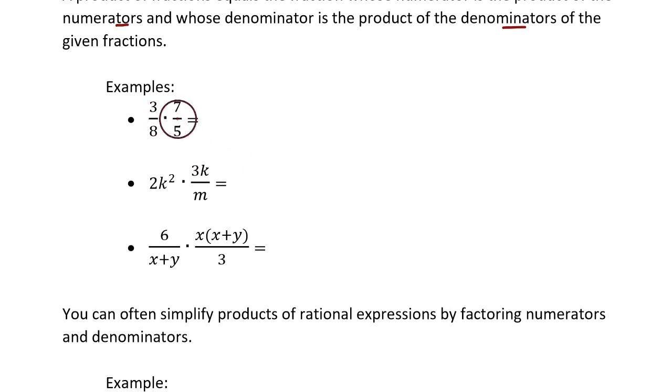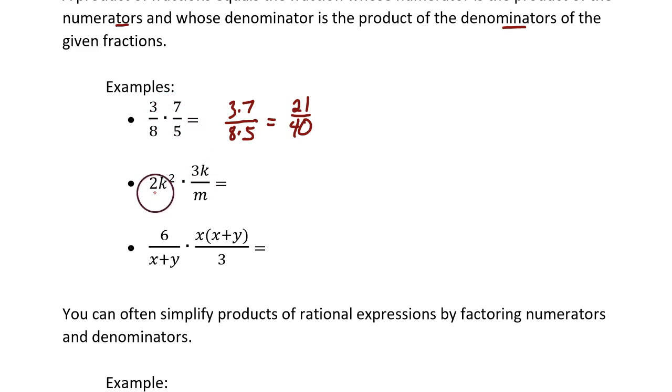Let's say we want to multiply these two fractions together. We want to find the product of fractions. The numerator is the product of the numerators, 3 times 7. The denominator is the product of the denominators, 8 times 5. This answer is 21 over 40. We multiply fractions involving algebra expressions in exactly the same way that we multiply regular fractions.